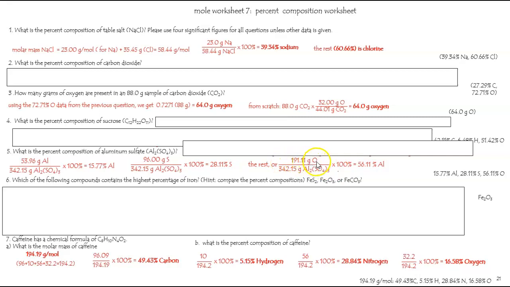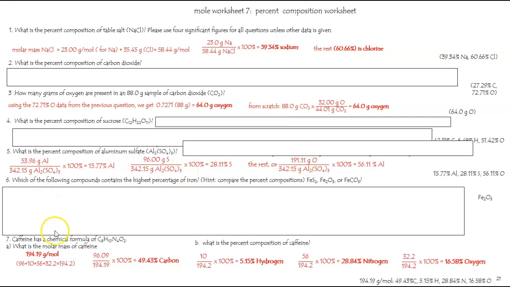Don't use O2 here. Very common error. We're just figuring out aluminum, sulfur, and oxygen atoms, right? Not molecules. There's no oxygen molecules here. It's all just oxygen atoms combined to SO4. So that's how you do that.